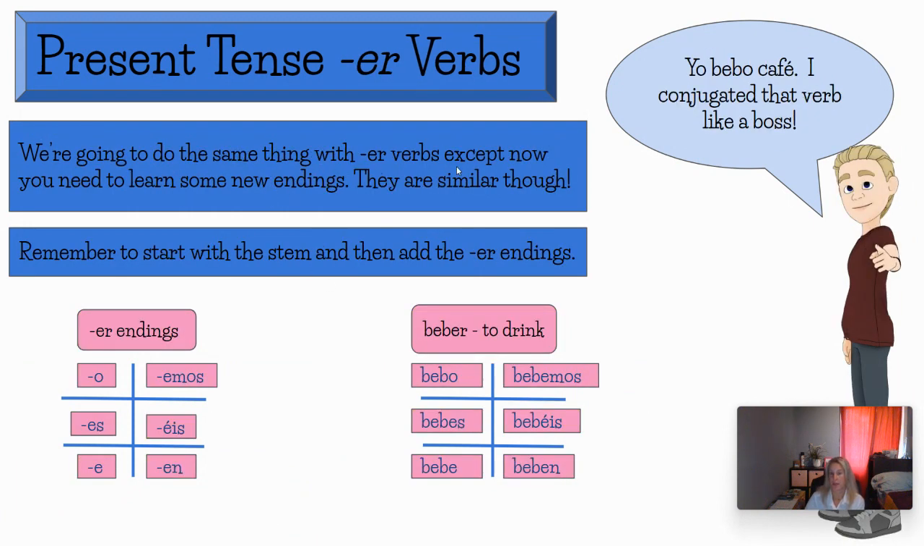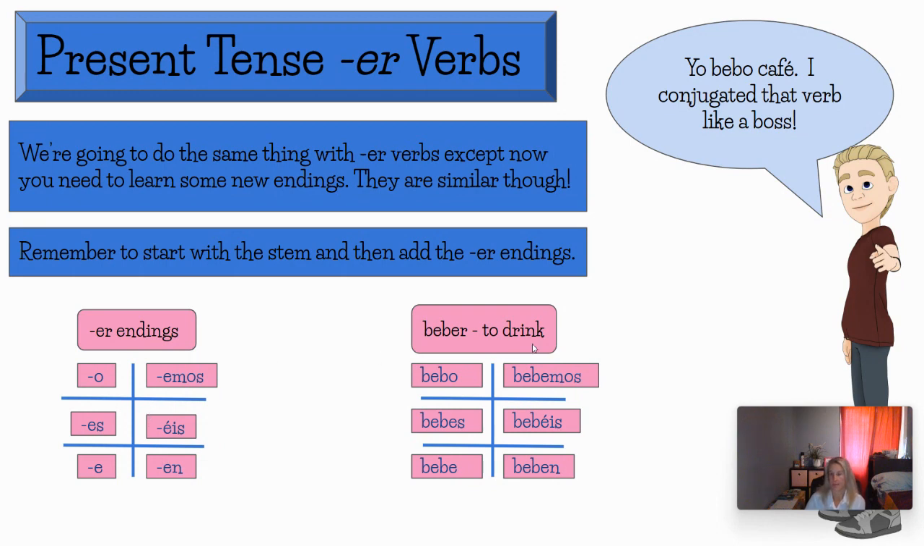We're going to do the same thing with ER verbs, except now you need to learn new endings. But they're very similar, though. Remember to start with the stem and then add the ER endings. So if we were to take the verb comer, comer is an ER verb. These are the ER endings. You just take all the A's away and replace them with E's.